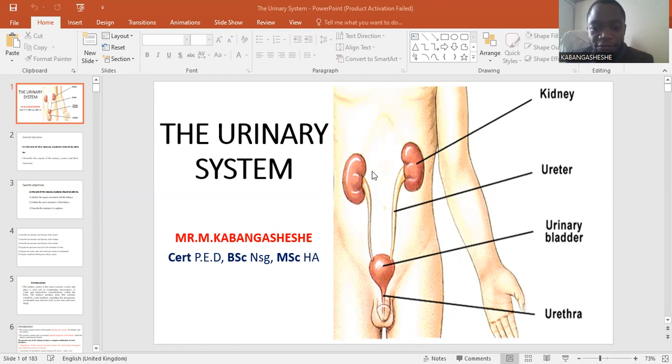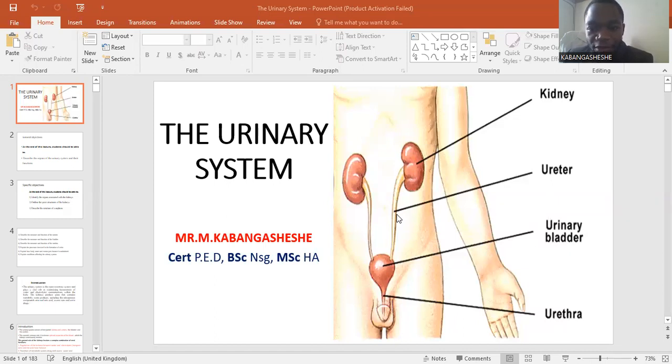So we have paired organs and unpaired organs. Among the paired organs, we have the kidneys, that is left and right kidneys. Of course, these organs are located in the abdomen, that is posterior to the peritoneum. So these are retroperitoneal organs, meaning they are not enclosed within the peritoneum.